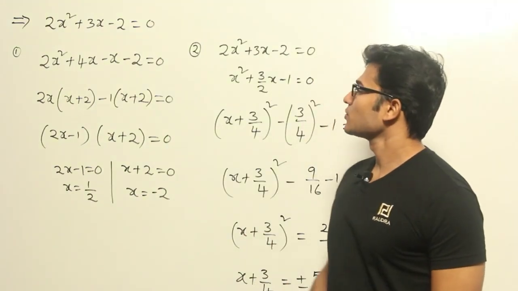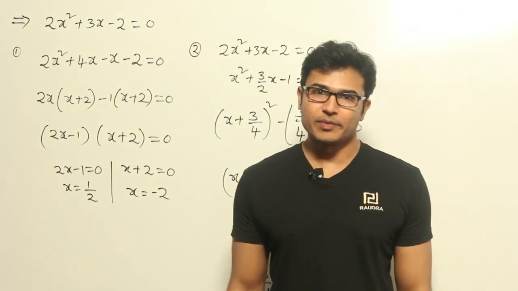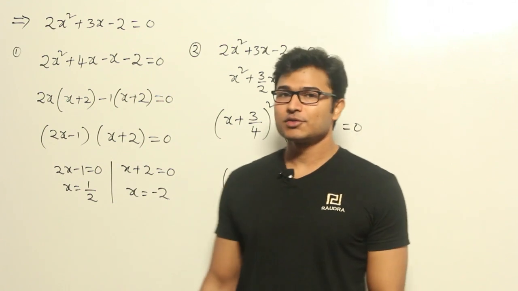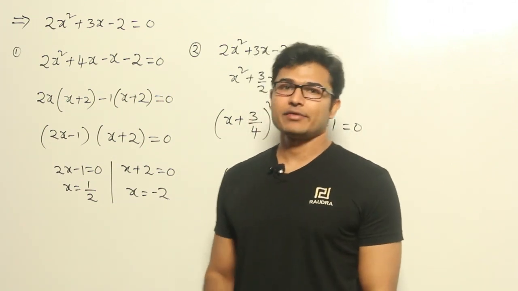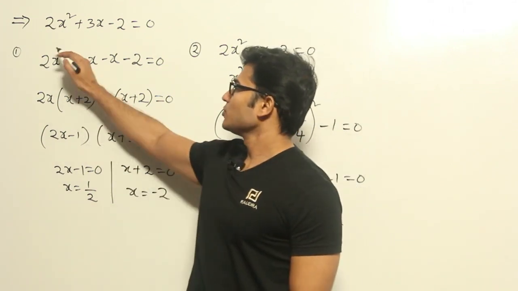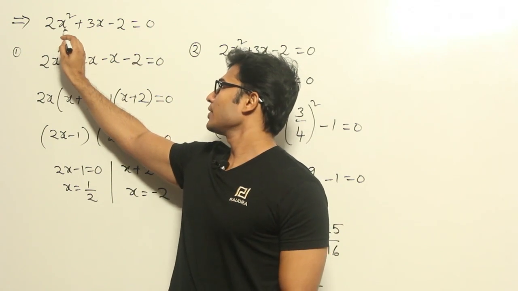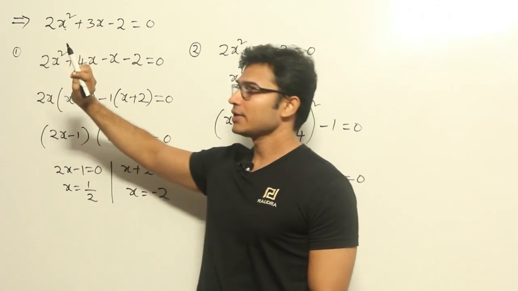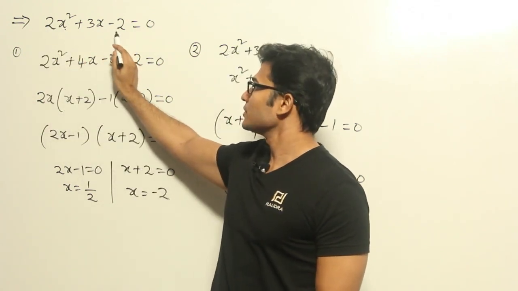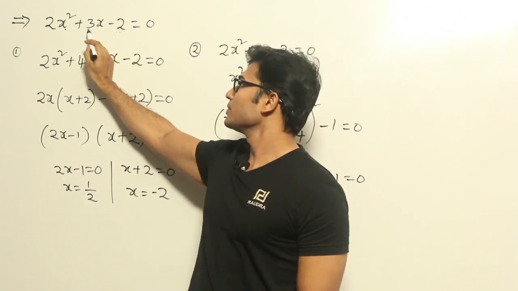Now let's try to solve this quadratic equation using all the 4 methods. So first method is using factorization. So how to do the factorization is, see, whenever x square coefficient is 1, directly see that the product of two numbers is equal to this and the sum of the numbers is equal to this.